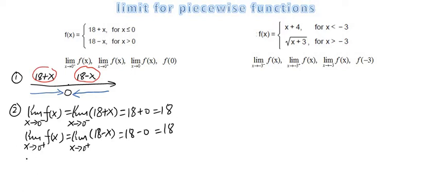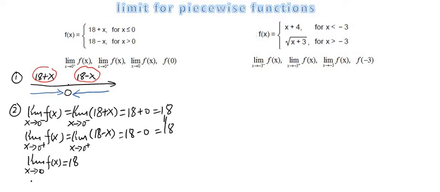Now, how do we evaluate the limit when x approaches 0? We're gonna use the property of left hand limit and right hand limit, because the left hand limit equals 18 and the right hand limit equals 18 too. So the two equal each other. That means the limit of f(x) equals 18.